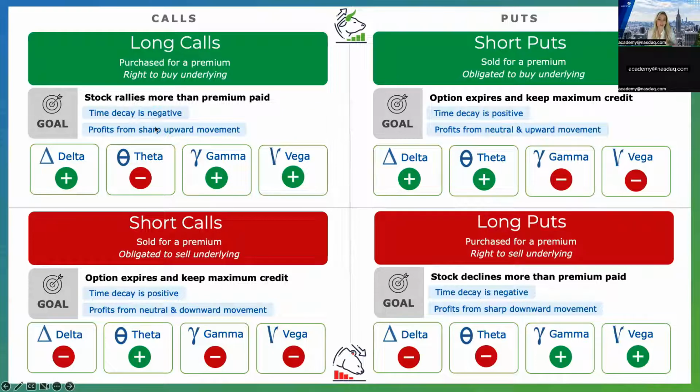I want velocity. I want a sharp movement if I'm buying options. So gamma is positive for purchased options and negative for short options because that's risk. A sharp movement means I can be in the money really quickly, and I don't want to be in the money if I am selling an option. So I want a smaller delta, positive theta, and very little gamma. And then vega, an increase in implied volatility, makes the option go up in value. So that's positive for long options. And if an option goes up in value, that is negative for short options.